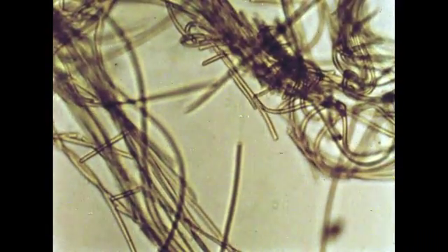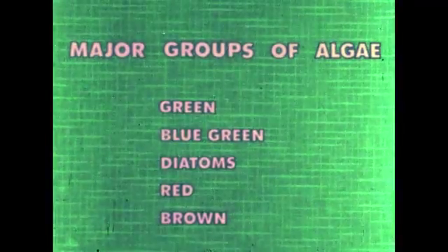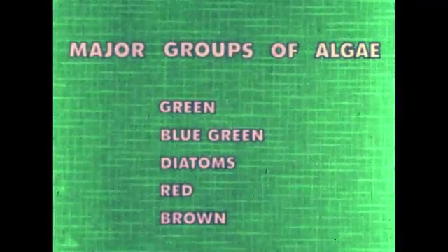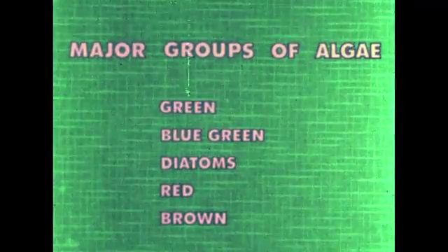Some algae live in association with other organisms. Lichens consist of algae living in association with fungi. This alga lives on the back of a snail. So there are many kinds of algae living in a variety of environments. Five major groups of algae are the green, blue-green, diatoms, red, and brown.